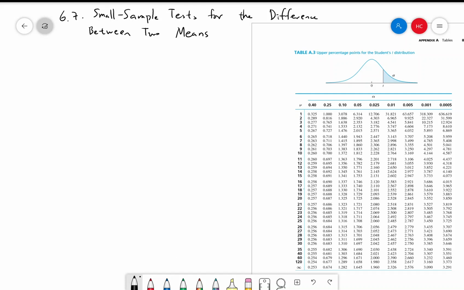Alright, so this is on section 6.7, which is on small sample test for the difference between two means. So let's do an example. Because it's a small sample test, we need to assume that the samples are normally distributed, and we also need to assume they're independent.